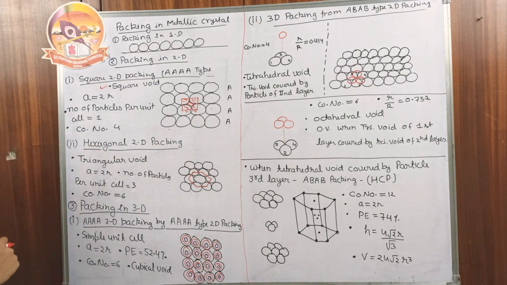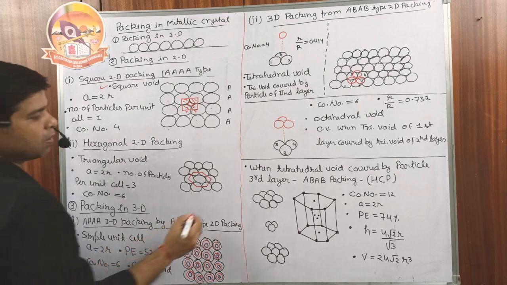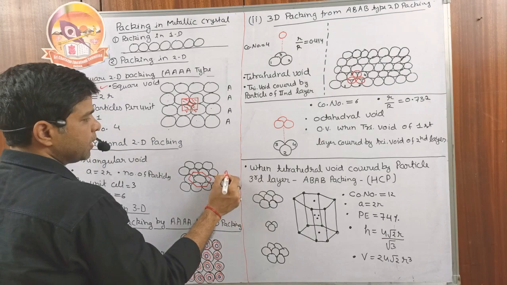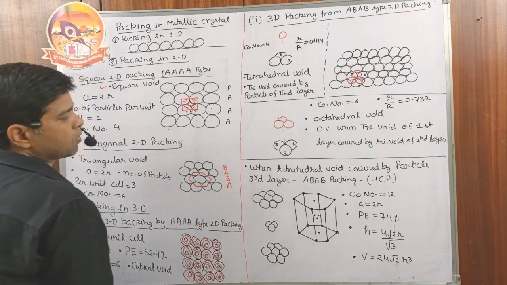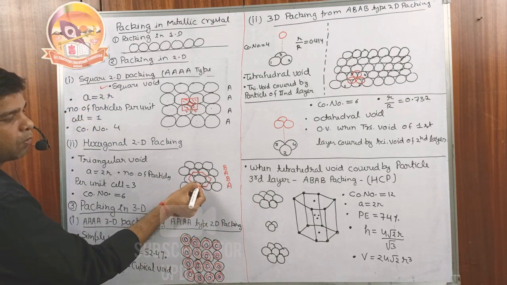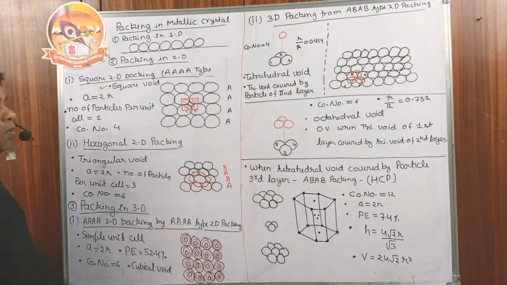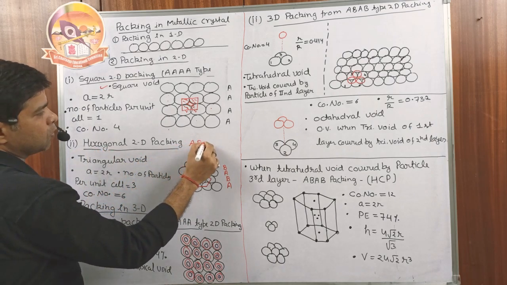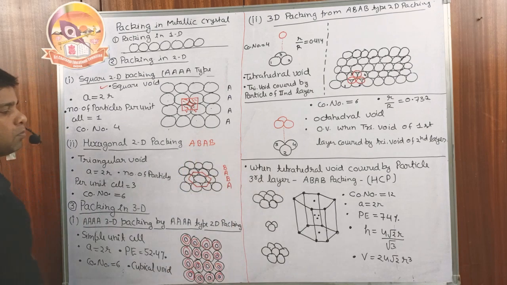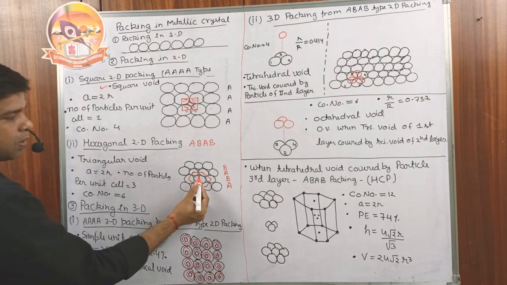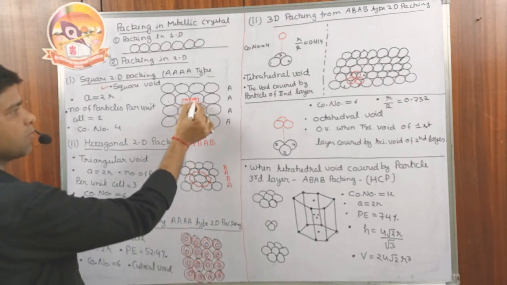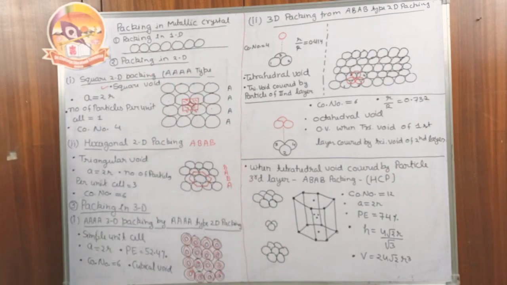Now we have the hexagonal 2D packing. What we do in the hexagonal 2D packing is that the particles of the second row are present in the depression of the first layer. That gives the AB type 2D packing, which is also called the hexagonal 2D packing. In this one, if you see, we have a unit cell of hexagonal shape, and in this one the unit cell has a square shape.